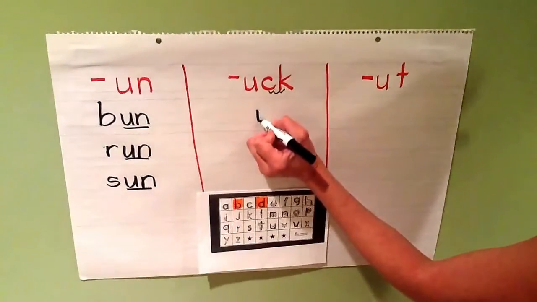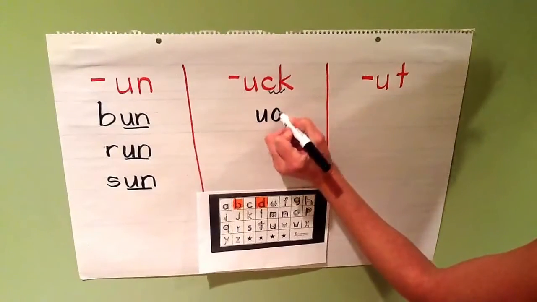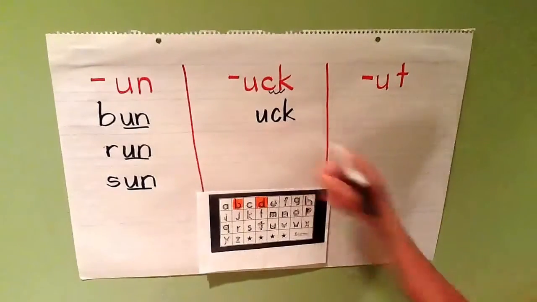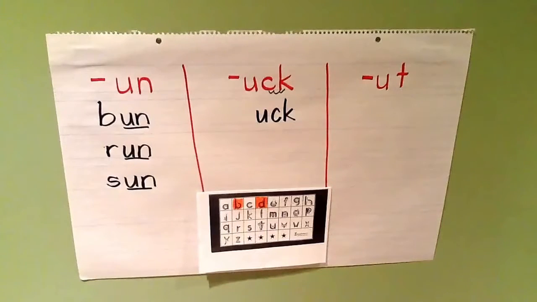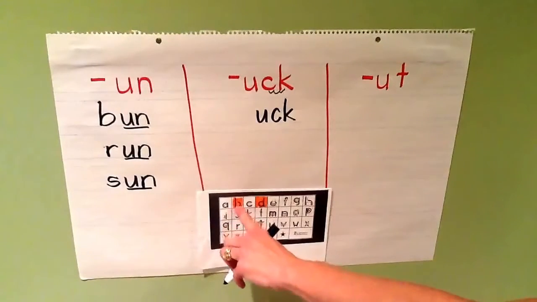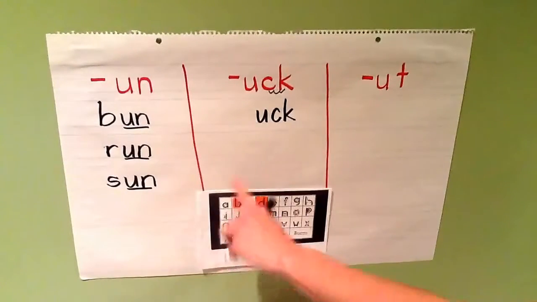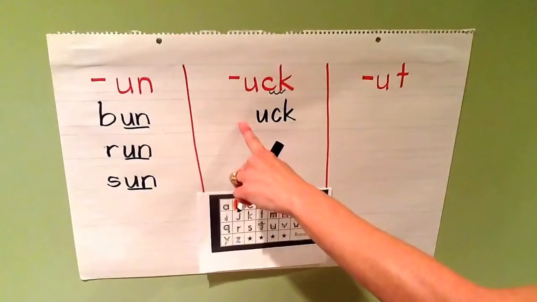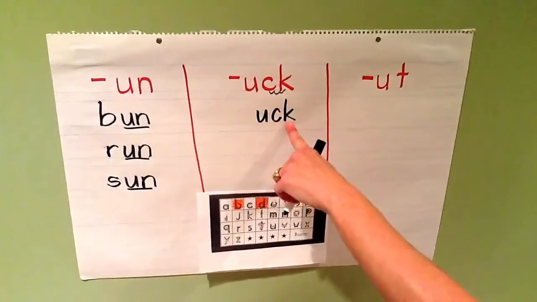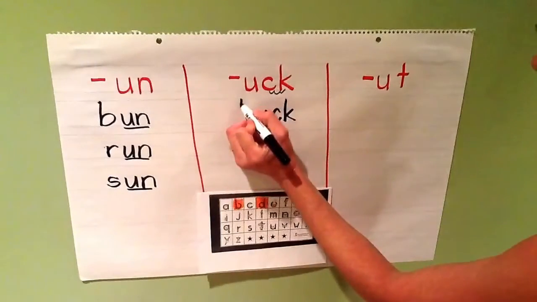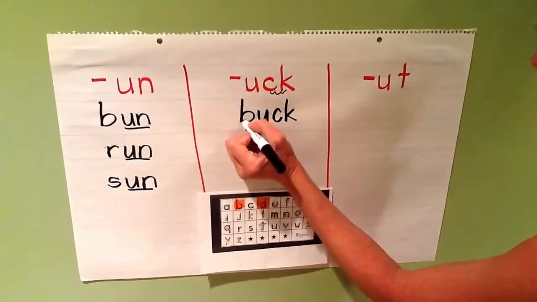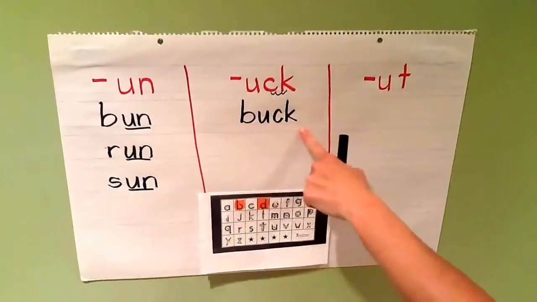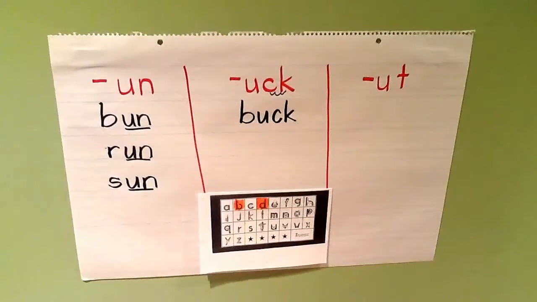So I'm going to start by writing U, C, K, and I want to find a letter that I can add to the beginning of uck to make a real word. Right away, I see the letter B. If I add the B to the beginning of uck, that would make the word buck, like a deer, buck. This word is buck.